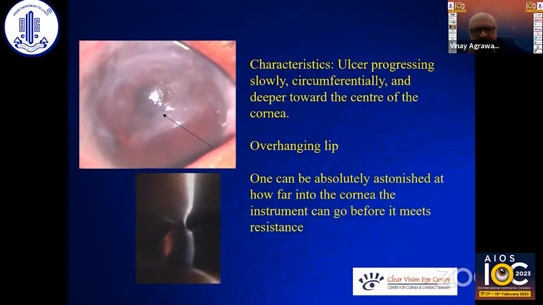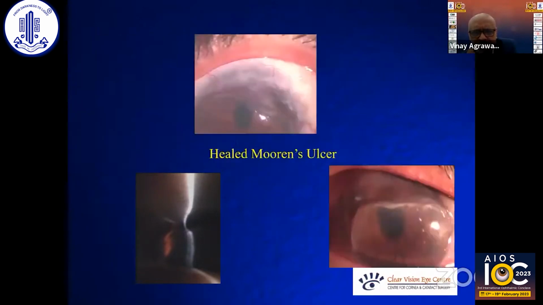So characteristically, it is an ulcer which progresses slowly. Now, this is a question: slowly means what? Because it depends on at what stage the patient appears to you in the outpatients. So it is a slowly progressing ulcer, which moves circumferentially and deeper towards the center of the cornea. The key which we feel is important in Mooren's is to see the overhanging lip of the ulcer. In fact, it would be interesting that if you try to use an instrument and go in and see how far you can go in before you meet any resistance in the tissue, you'll be surprised at the extent of damage that this particular ulcer can cause, even though you feel that the tissue is quite okay to look at clinically.